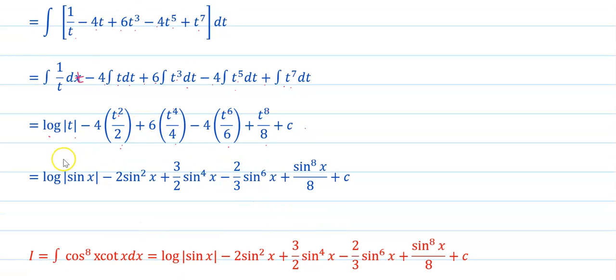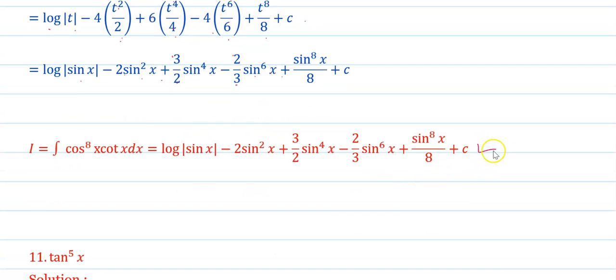And hence, replace the value of t, where t is sin x. And hence we get log of mod of sin x, minus 2 sin square x, since 4 upon 2 is 2, plus 6 upon 4, that is 3 by 2, sin x raised to 4, then 4 by 6 means 2 by 3, sin x raised to 6, plus, again t is sin x, sin x raised to 8 upon 8 plus c. And hence the answer. Okay.